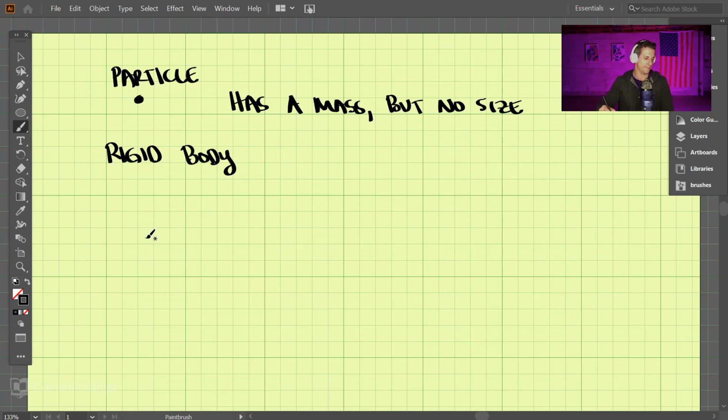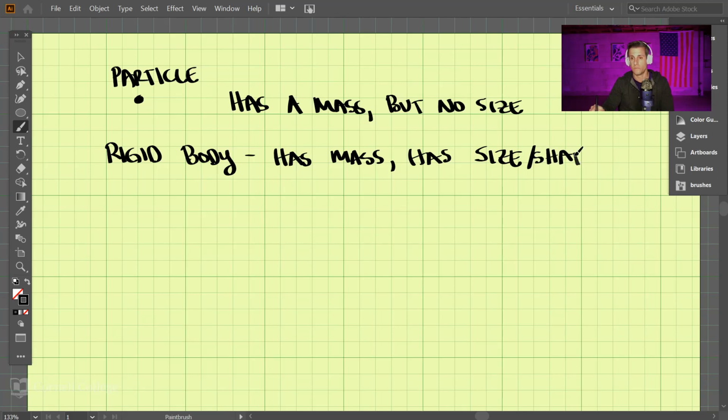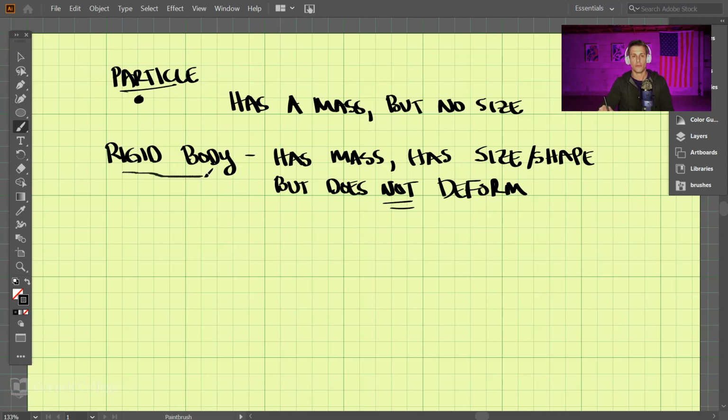So a rigid body has mass, it has size and shape, but does not deform. Okay, so we have the particle, we have the rigid body. Now let's talk about as we apply forces.